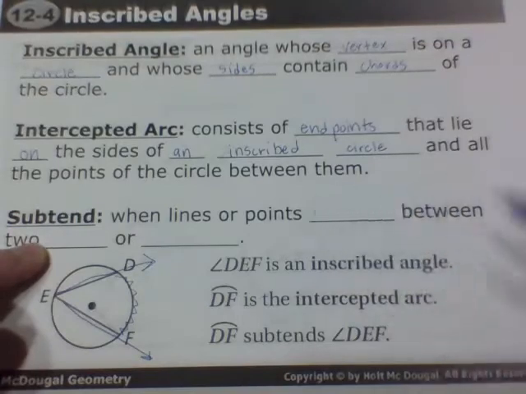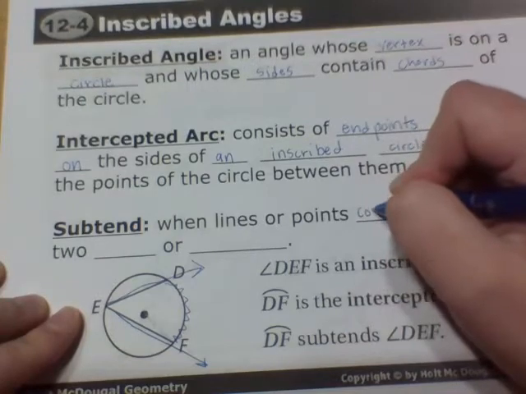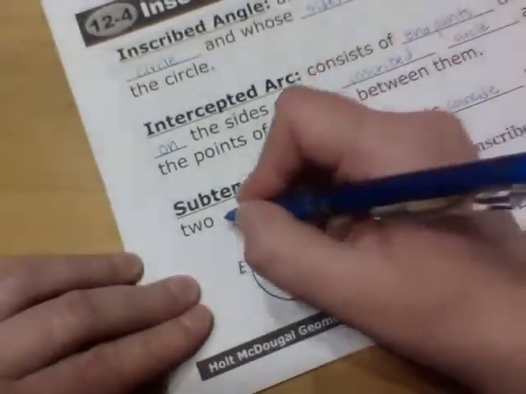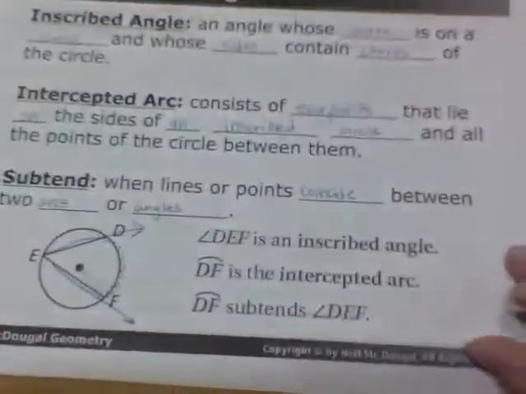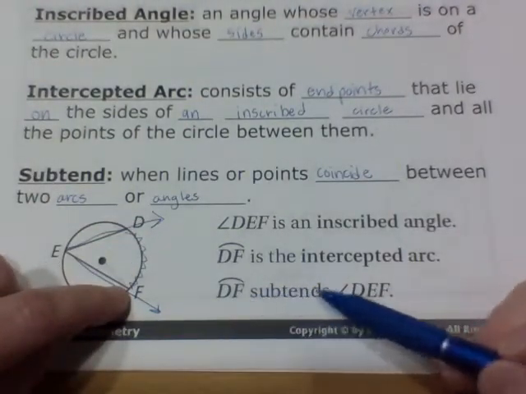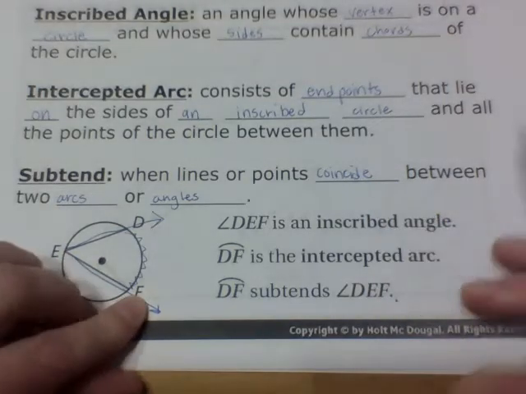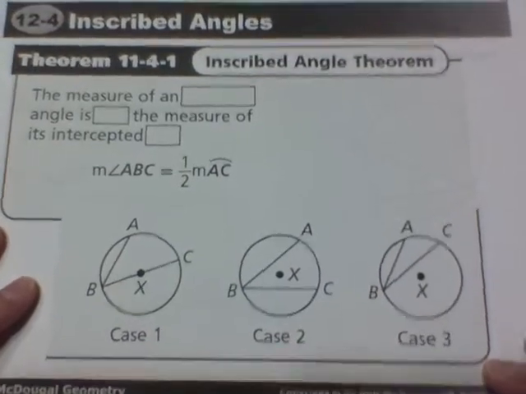All right, then we have subtend, and subtend is when lines or points coincide between two arcs or angles. So arc DF, for instance, this part here, subtends DEF because they coincide. All right. So those are three of our new terms. And so we're going to start on our theorem.